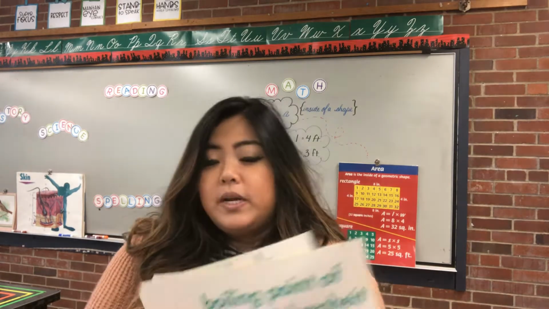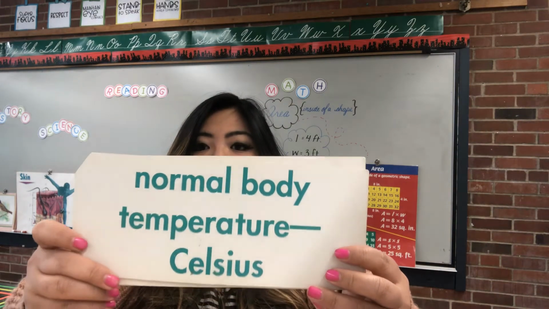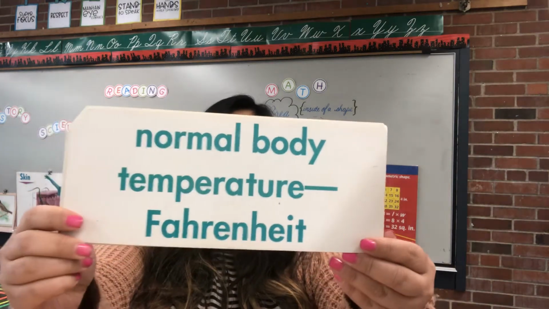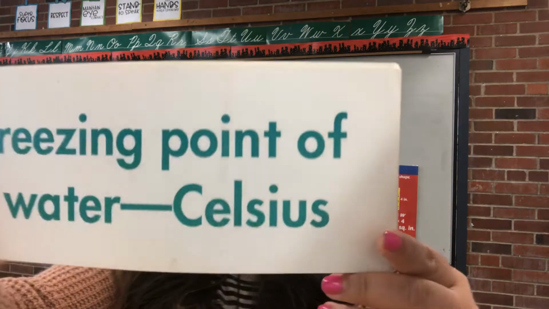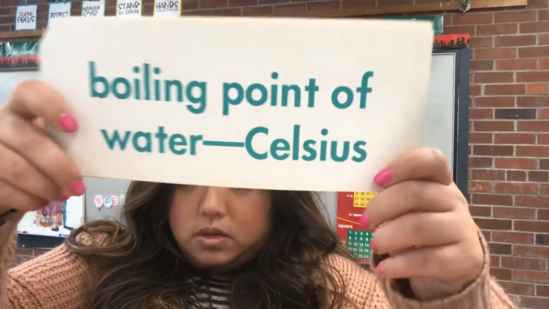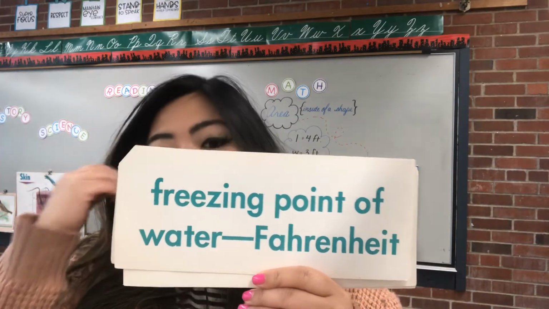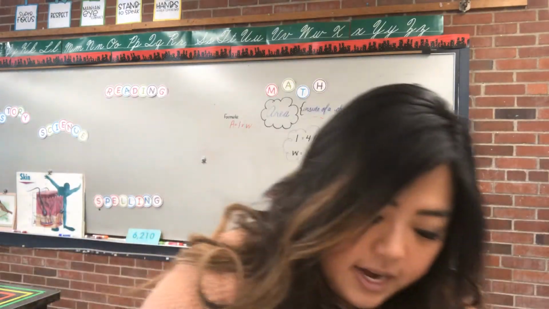Okay, tell me, what is this temperature? 37 degrees. 98.6 degrees Fahrenheit. 0 degrees Celsius. 100 degrees Celsius. 32 degrees Fahrenheit. 212 degrees Fahrenheit.